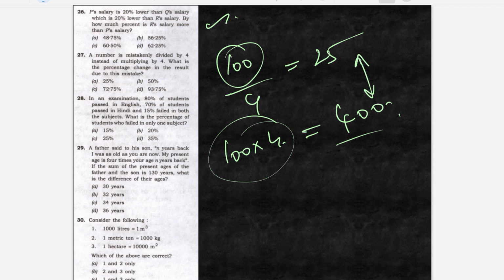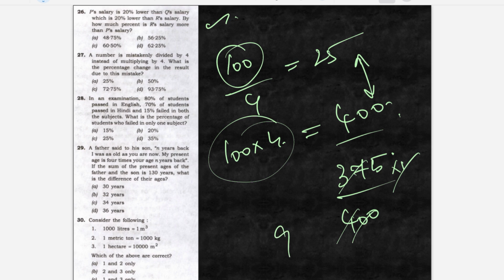The question they are asking is, what is the percentage change in the result due to this mistake? They are asking what is the percentage difference between these two numbers. So 400 minus 25 is 375. Okay, so 375 is how much percentage of 400? That's the idea. So 375 by 400 into 100. 4 9s are 36, 4 3s are 12, 93 point something. So the answer is 93.75. Basically, because of this mistake, you have reduced the correct answer by 93 point some percentage. It's a simple question.